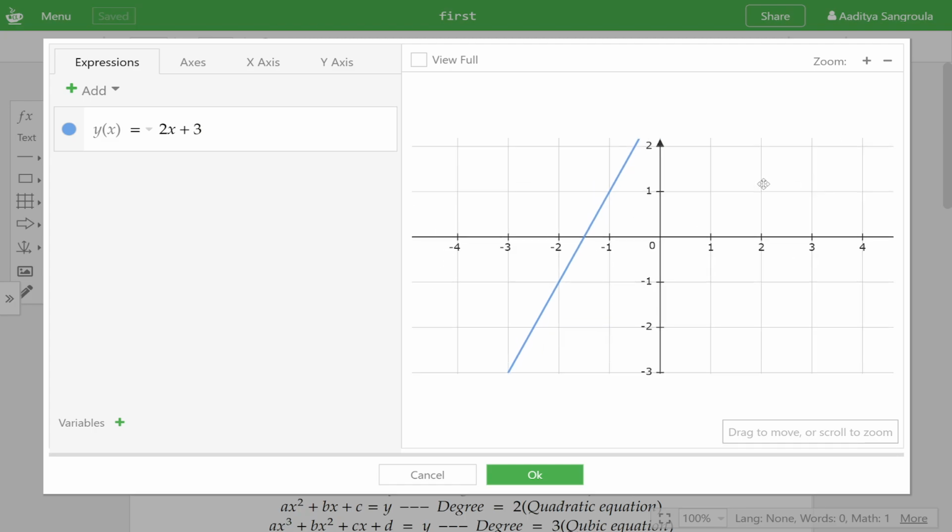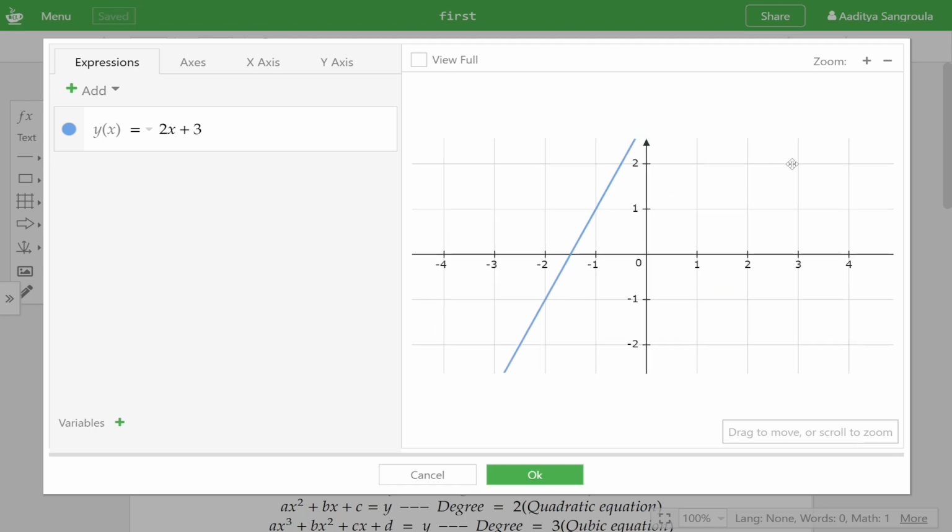And if we look, we have 4 quadrants. This is the first quadrant, second, third, and fourth. In the first quadrant, both x and y are going to be positive. In the second quadrant, x is negative and y is positive. In the third quadrant, x and y both are negative, and in the fourth quadrant, x is positive but y is negative. So quadrants go in anti-clockwise direction. So first, second, third, and fourth.